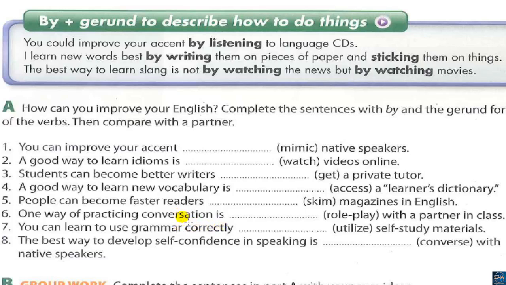Take care here, this is conversation. S as S, not Z. One way of practicing conversation is by role playing with a partner in class. Role play, this is like to make a dialogue between you and your friend, or a conversation between you and your friend. Together you read the conversation. And here we said conversation with S, not with Z.